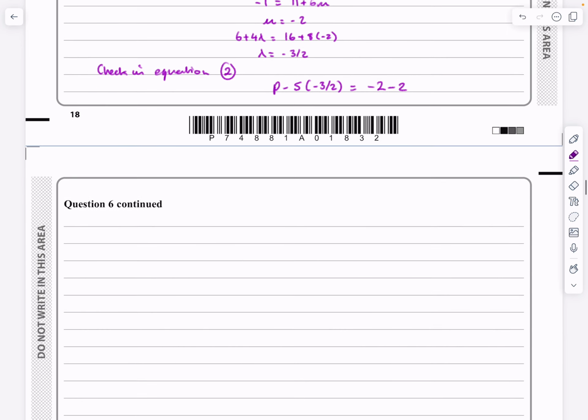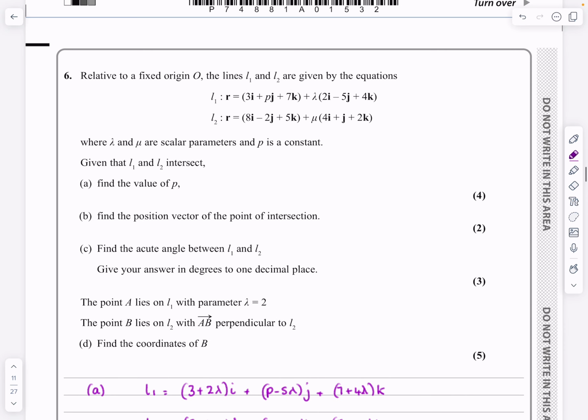So if I rearrange all that, P works out to be, not the nicest looking answer actually, minus 23 over 2. I'll go back and have a check and make sure that is correct, because I've checked the answers. But that's not very nice in terms of what P is going to be. But fine. Okay, so we've done part A, which says find the value of P.